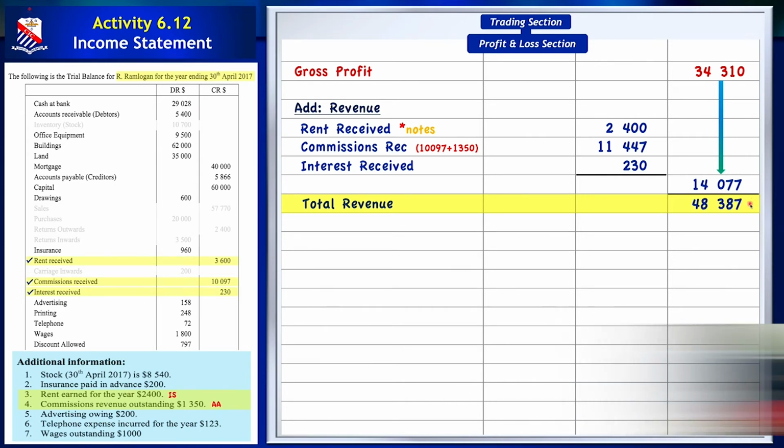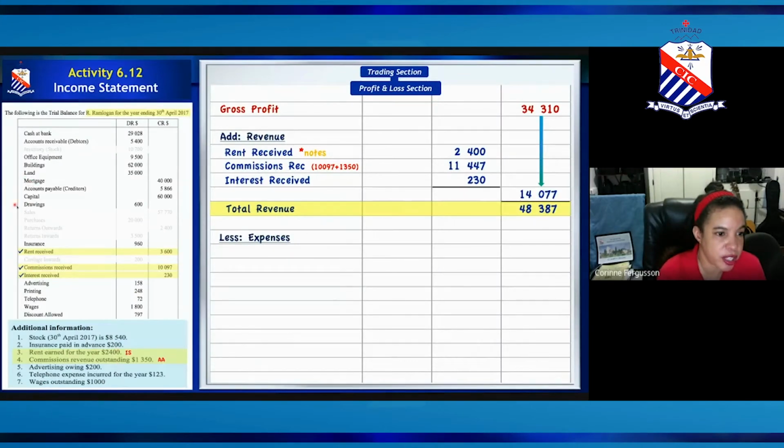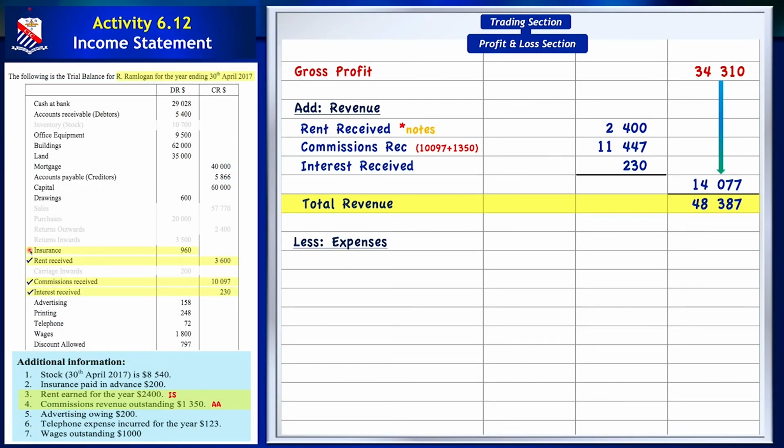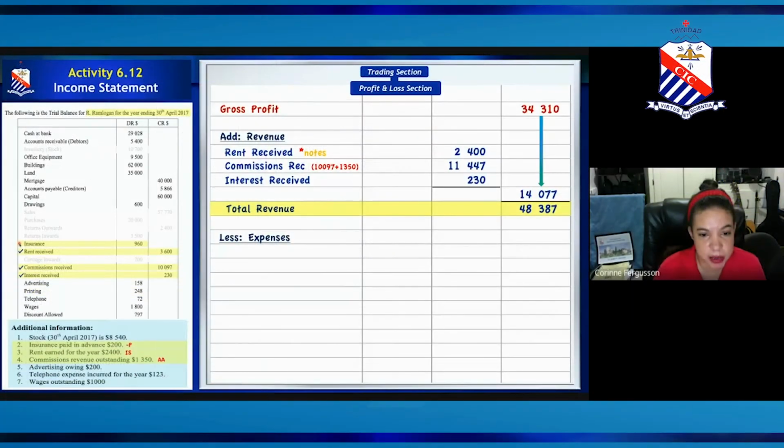$387. So having finished that, you move quickly on to the less expenses. You go back into the trial balance and you check to see any of these are your expenses, and you will see insurance. Once again, you go into your notes, see anything with insurance. Yes, you have insurance paid in advance. Paid in advance is a prepayment, so you less prepayments. Go under expenses, put insurance, working the amount in the trial balance of $960 less the prepayment of $200, and the answer goes in the middle column, $760.